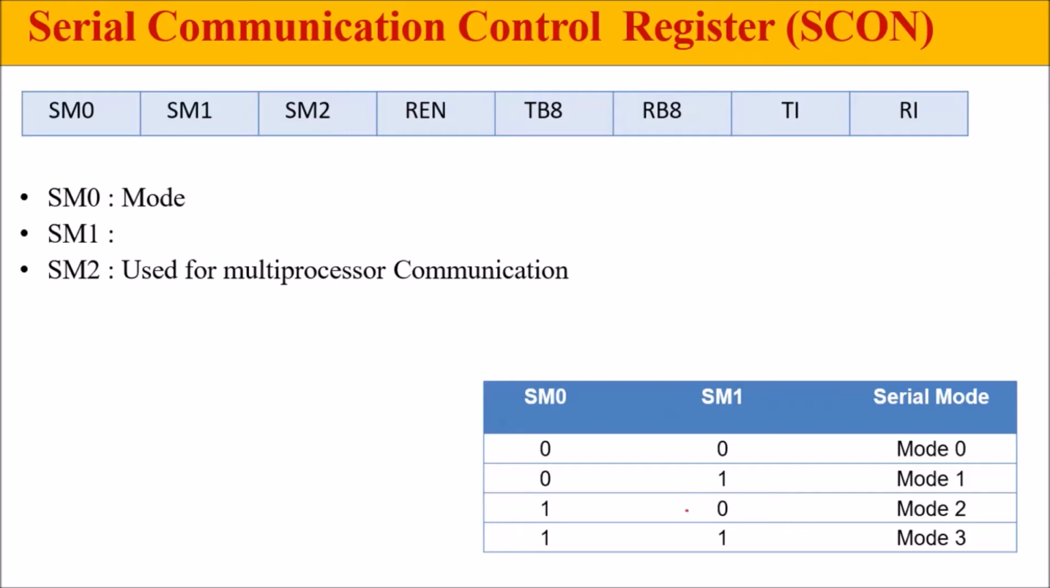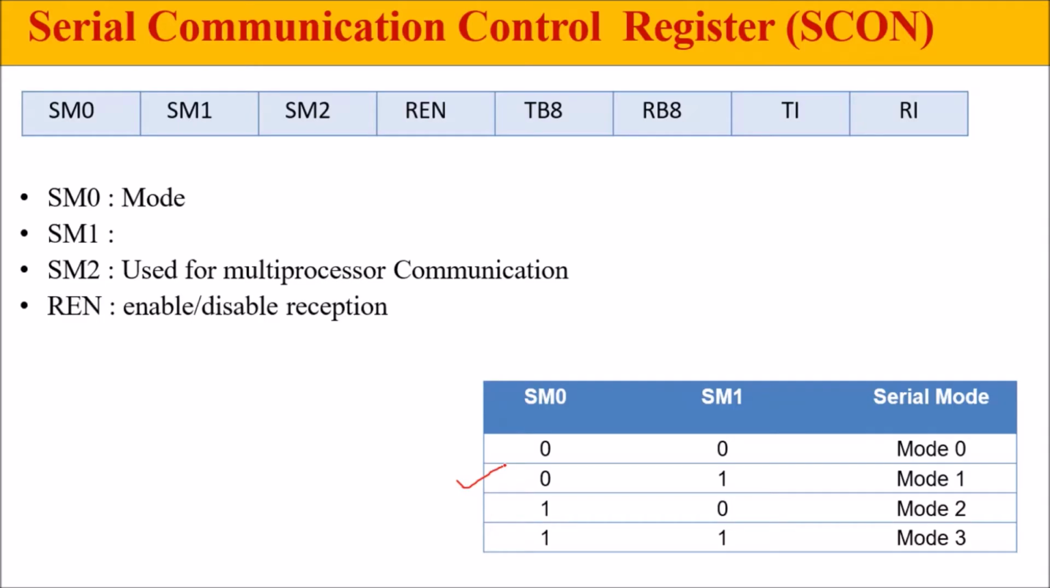These mode selection bits, as shown here: when both bits are 00, mode 0 is used. 01 means mode 1 of serial communication is used. 10 means mode 2 and 11 means mode 3. Here we are going to use mode 1 of serial communication.